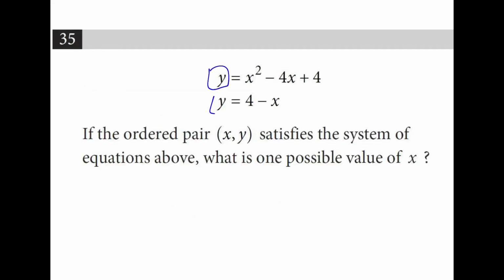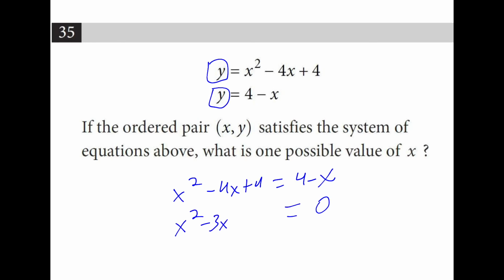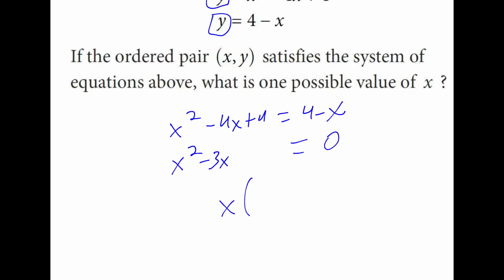Again, I set what y is equal to itself. So x squared minus 4x plus 4 is equal to 4 minus x. I'm going to solve for 0 on the right side, so I'll add x to both sides. And I'll subtract 4 from both sides. Then I can factor out an x. And there's two possible solutions, 0 and 3. Either one is the right answer.